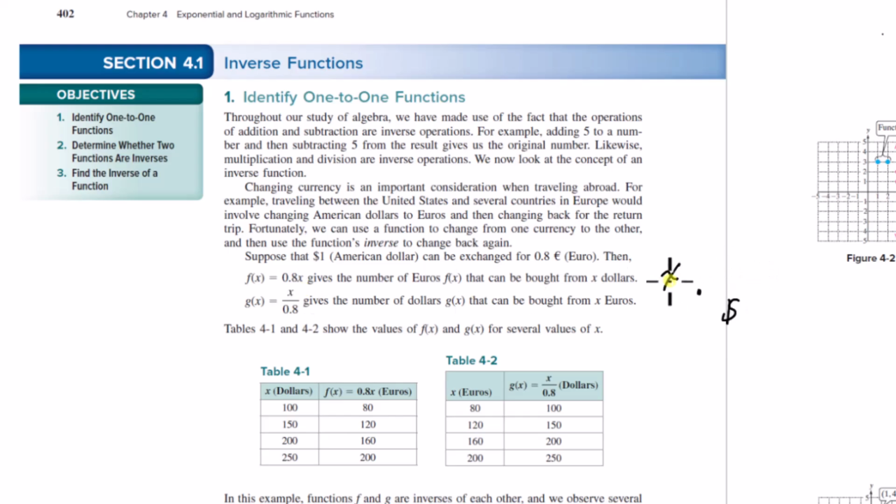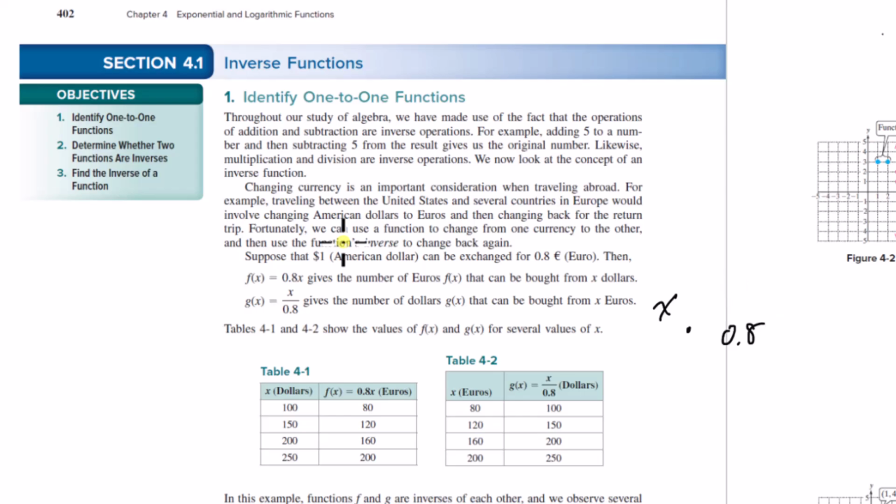Now, if you have a certain number of euros and you want to convert that to dollars, you say x euros times, and we know that for every $1 there's 0.8 euros. The euros cancel. So if we multiply this out, it's x over 0.8.